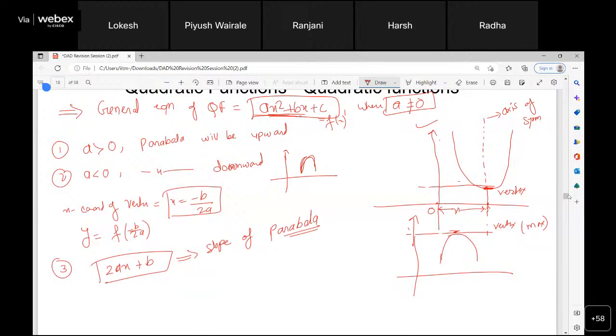And how do we see whether the parabola is upward or downward? Just based on the coefficient of x square. If a is positive, then it is upward. If a is negative, then it is downward.